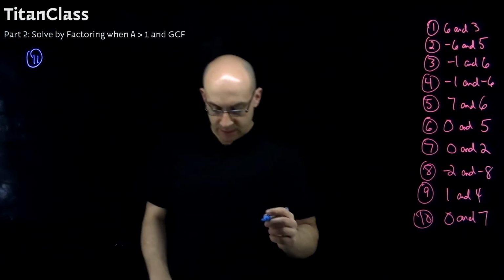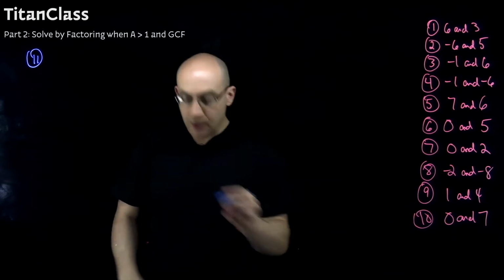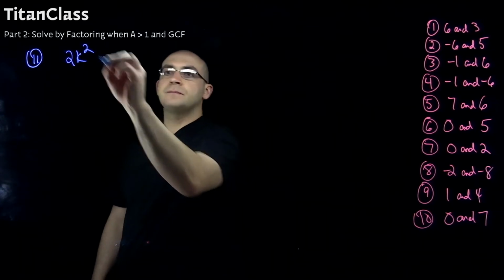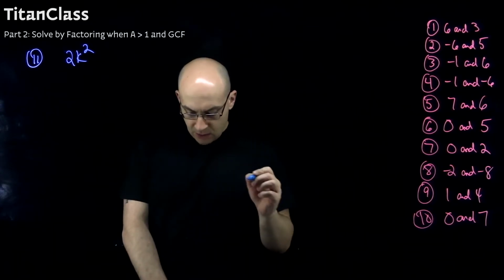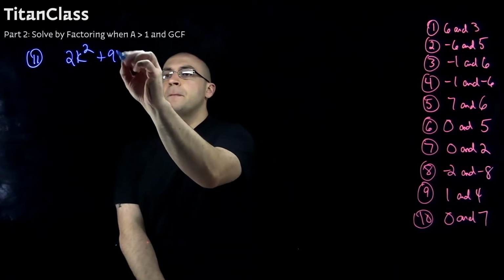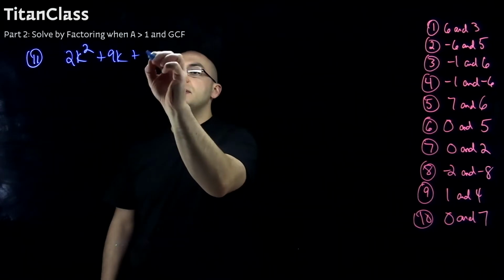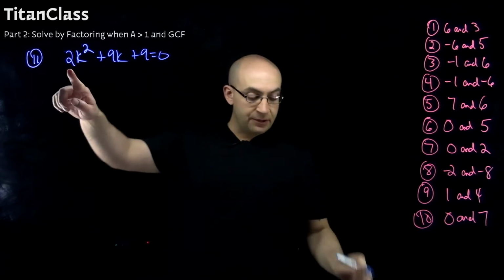Okay, that's going to be a little bit better. And then I'll erase that when I get along. 2k squared plus 9k plus 9 equals 0. Okay, a is certainly greater than 1 here.